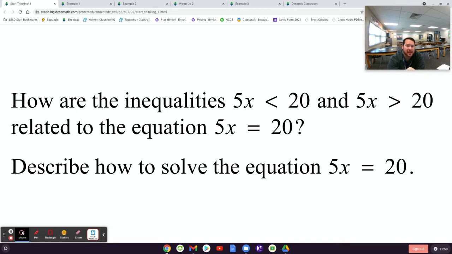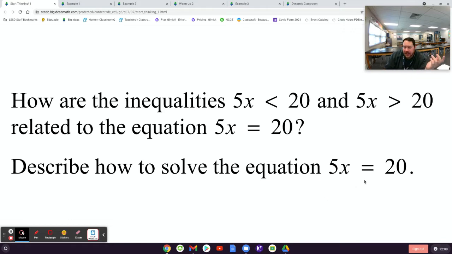Well, ahoy mateys, we're jumping right into 7.7, which is all about solving inequalities using multiplication and division. The first question they pose is, how are the inequalities 5x is less than 20 and 5x is greater than 20 related to the equation 5x equals 20? The answer is you solve them all the same way. It's the same method for solving inequalities with multiplication and division as it is for equations.